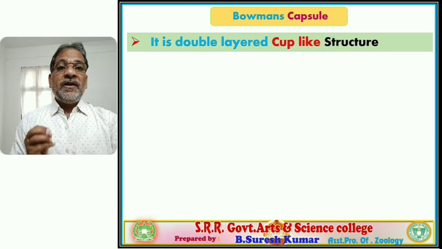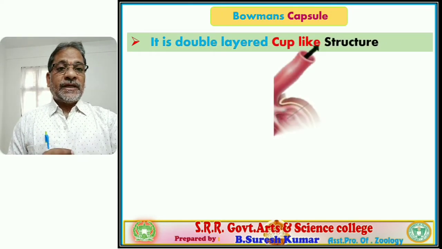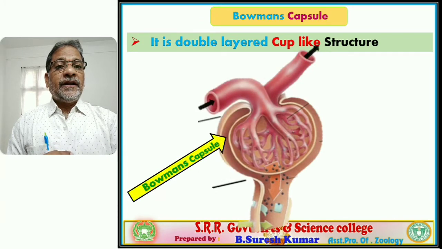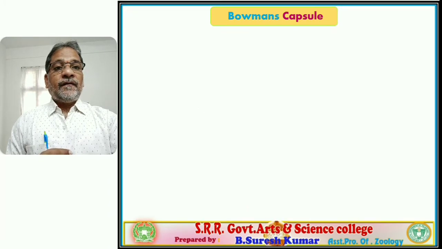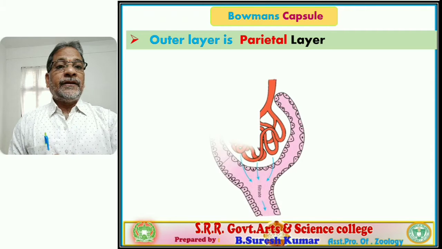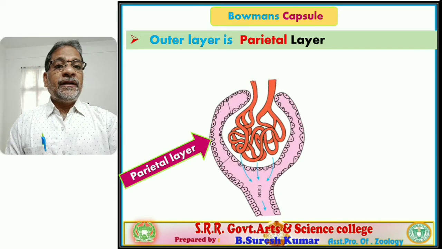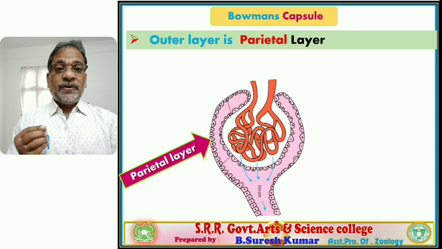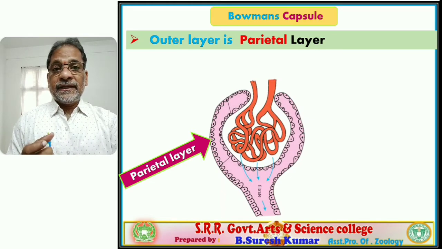It is a double layered cup-like structure. You verify in the diagram. So it is a double layered cup-like structure produced by invagination of membrane. The Bowman's capsule's outer layer is called parietal layer. You verify the visual representation. The outer layer is called parietal layer.